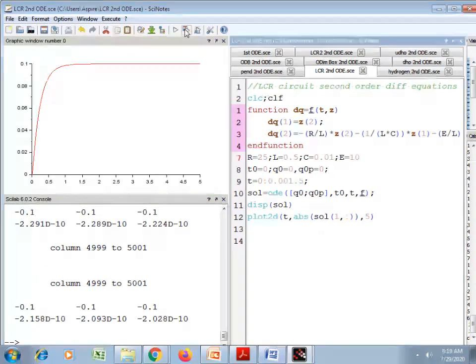In this way, we can solve many problems in physics using Scilab and analyze them using graphs. That's all for today. Tomorrow we will see the solution of Schrodinger's wave equation for some basic systems.